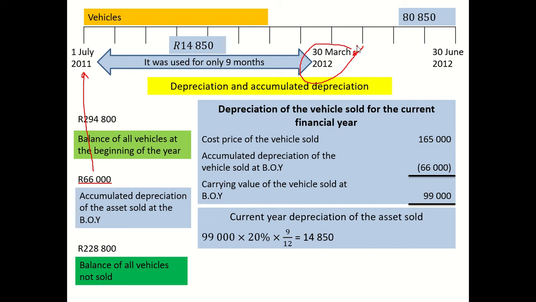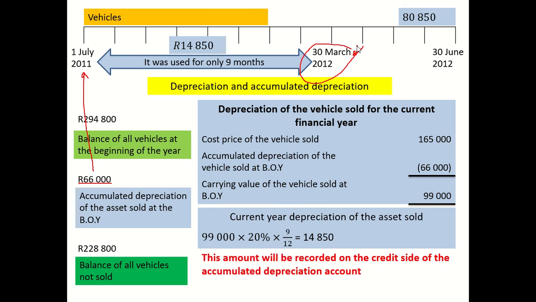Remember, accumulated depreciation is the sum of all depreciation of an asset from when it was purchased up to the day when it is sold. Now I need you to understand that this 14,850, which is the current year depreciation, will be shown on the credit side of your accumulated depreciation account. Remember, the accumulated depreciation account is simply an account where we record depreciation, and depreciation reduces the value of your asset. That is why it increases on the credit side. It simply is a valuation allowance.